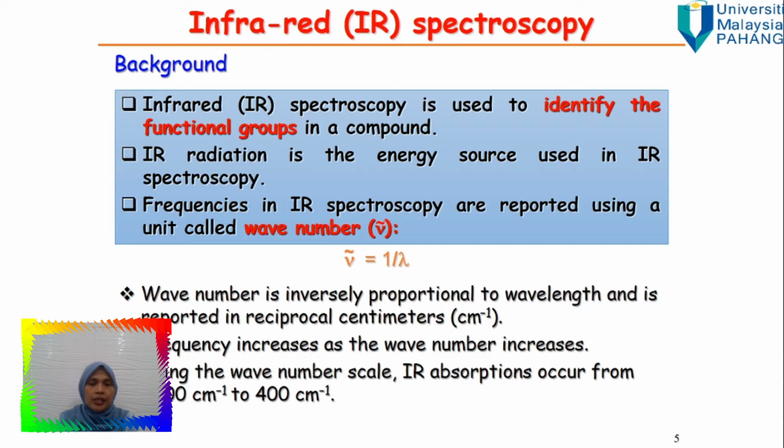and IR radiation is the energy source used. The frequency in IR spectroscopy is reported using a unit called wave number. The symbol is v with a bar above, and the formula is equal to 1 over wavelength. The wavelength is inversely proportional to the wave number, and the unit is centimeter^-1. Frequency is also known as the wave number. When the frequency increases, the wave number also increases, and the scale for IR absorption is always within 4000 to 400 centimeter^-1.